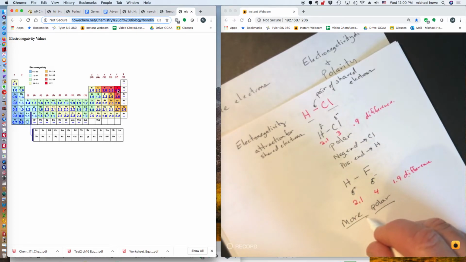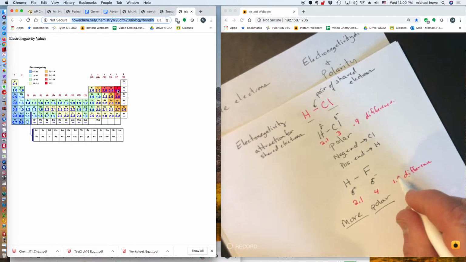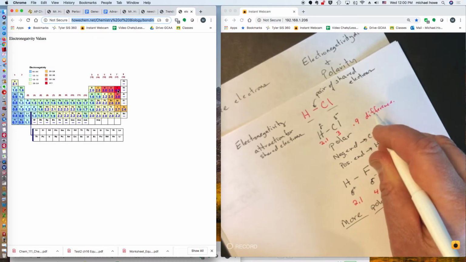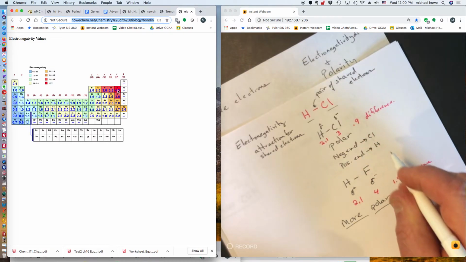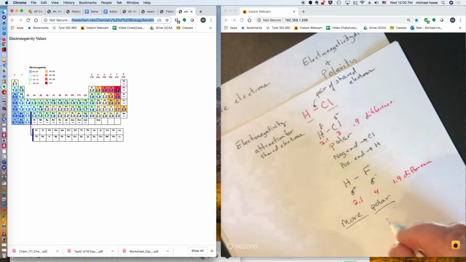Would it be the one that has a bigger difference in electronegativity, or the one with the smaller difference in electronegativity? Well, the one with the bigger difference is more polar, and that would be a stronger magnet. Which means that molecules of HF will attract each other more than molecules of HCl.